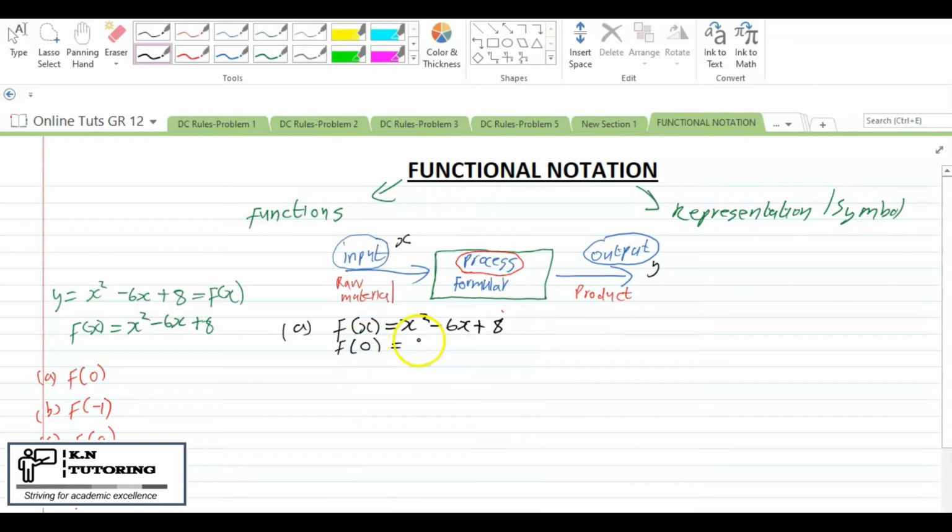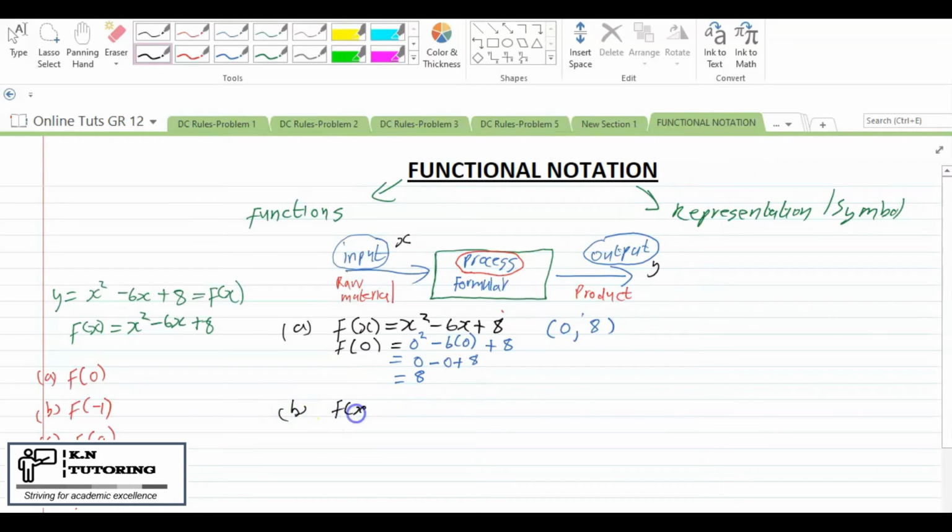F of 0 will mean that I have 0 squared minus 6 times 0 plus 8. This will give me 0 minus 0 plus 8, which will give me 8. So if I were to represent this in a coordinate form, I will say my x value is 0 and it gives me a y value of 8. Okay, nothing new there.